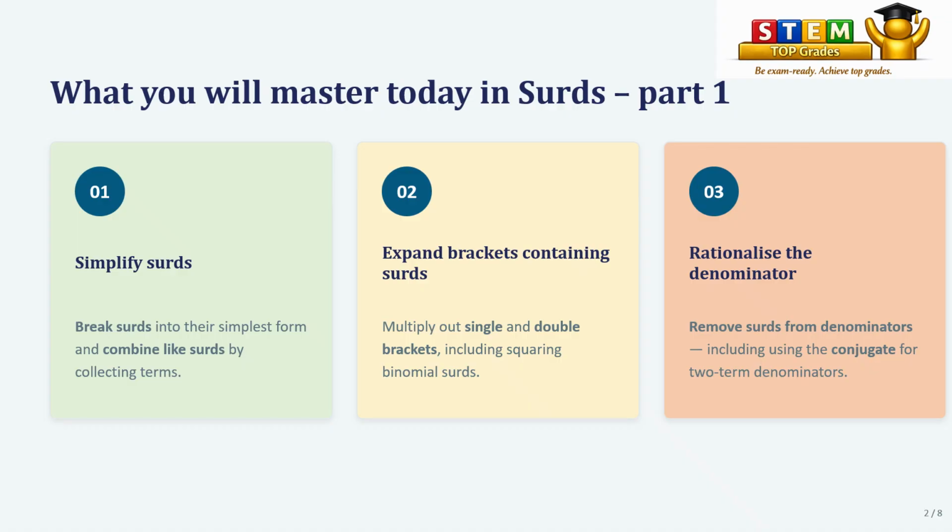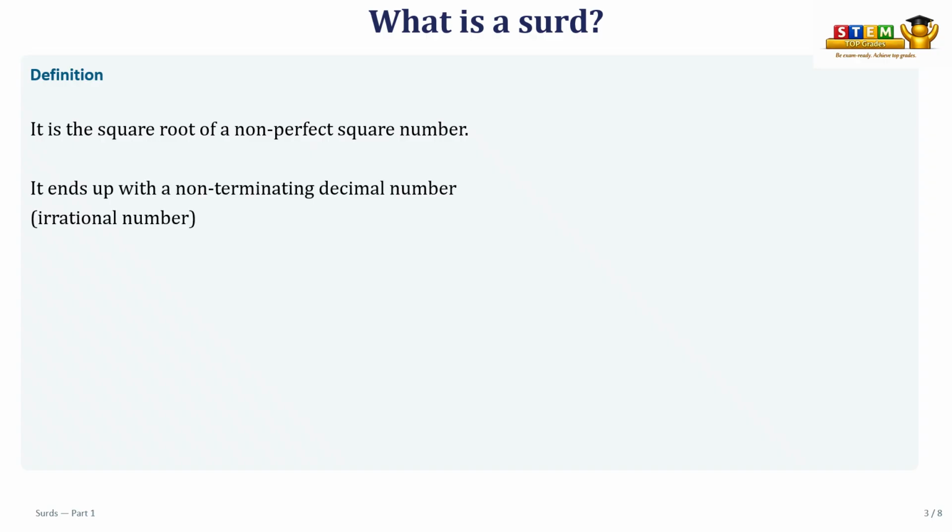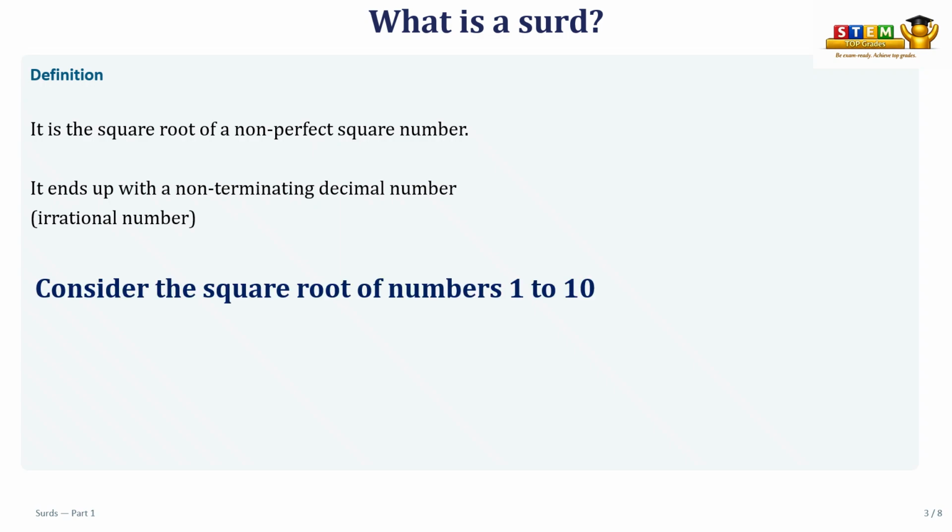Thirdly, we're going to be rationalizing the denominator. So that will require us to remove surds from denominators, including using the conjugate for two-term denominators. What is a surd? It is the square root of a non-perfect square number. It ends up with a non-terminating decimal number. This is what we call an irrational number.